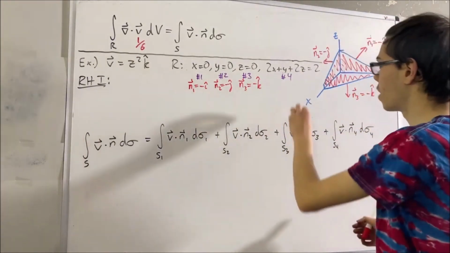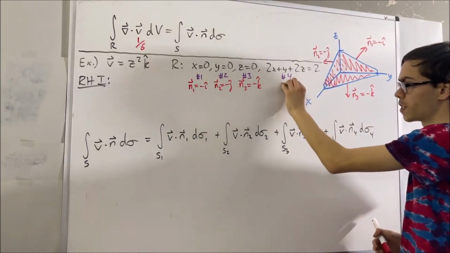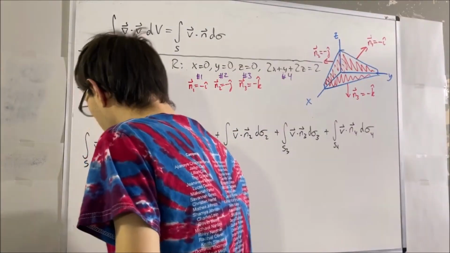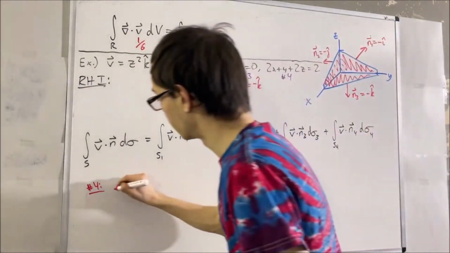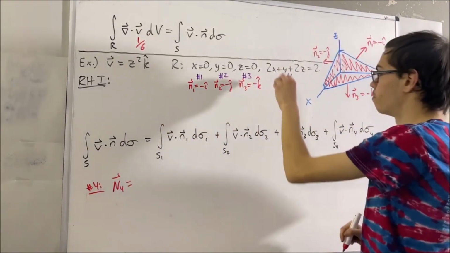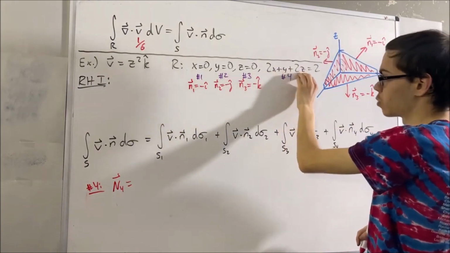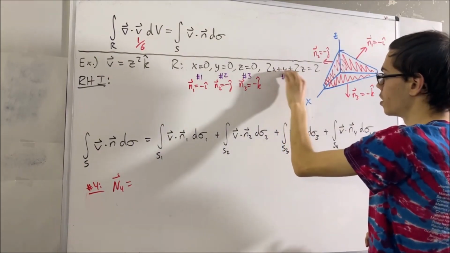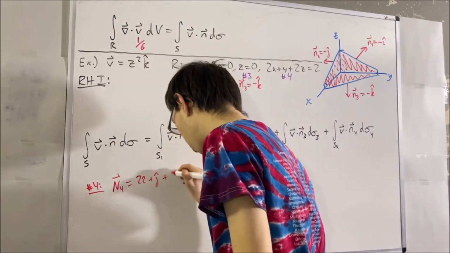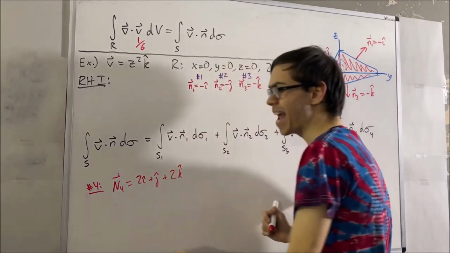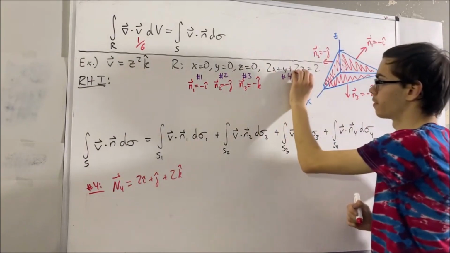In fact, I'm going to evaluate the unit normal vector for surface number 4 individually. Now, a normal vector for surface number 4 can be determined just by looking at the coefficients in front of x, y, and z. In this case, 2, 1, and 2. You get 2i plus 1j plus 2k. This would be a normal vector to this plane.